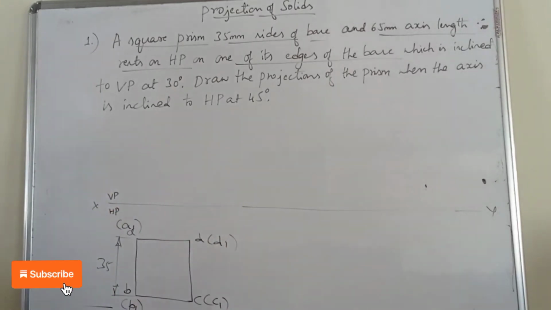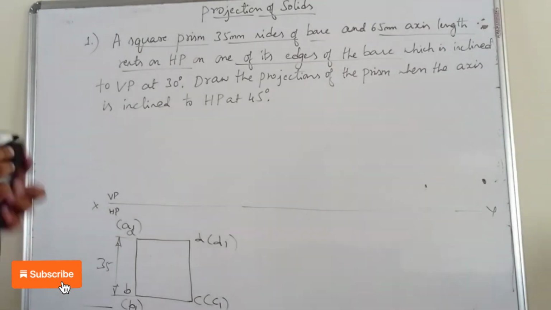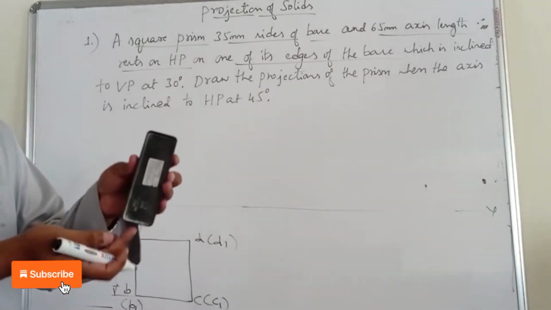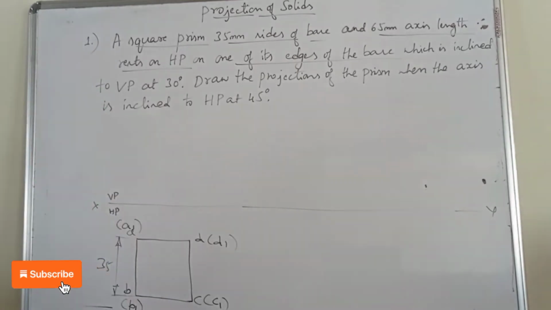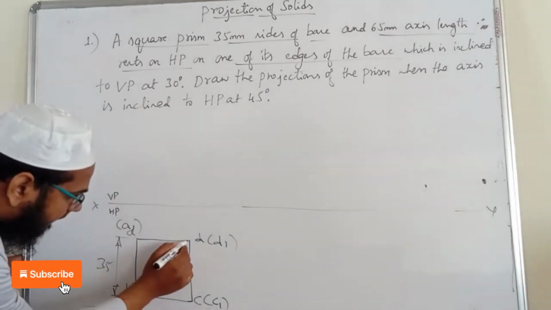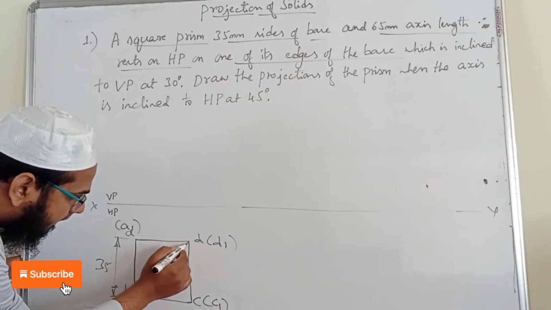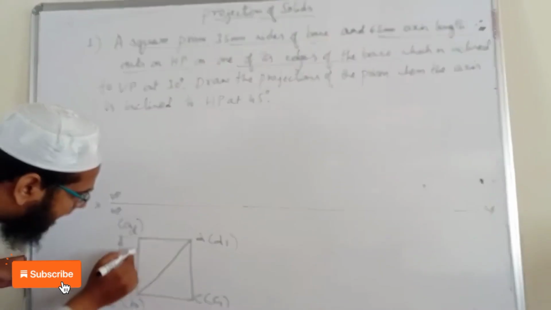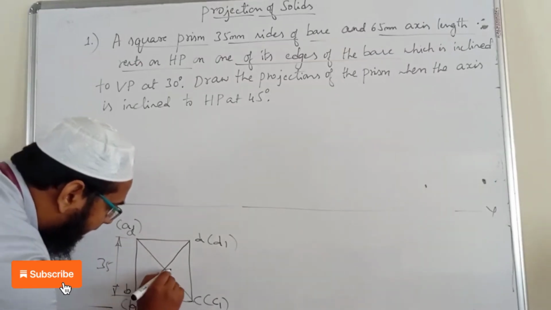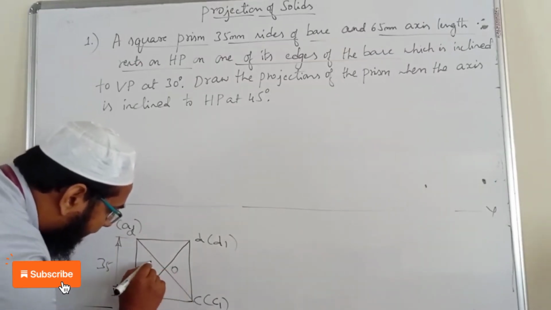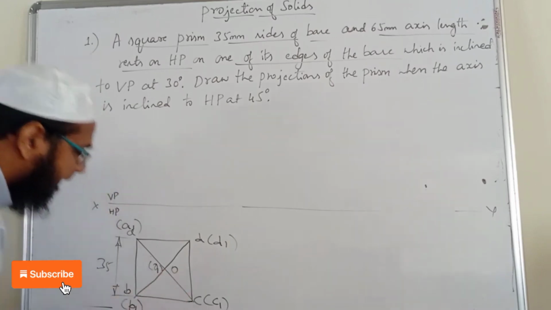Now this is the top view, and there will be an axis here, connecting the top face center and the bottom face center. We need to find out the axis center. So how to find the axis? We will draw the diagonals here, which will be thin lines. Here is exactly the top face center O and the bottom face center O1, which is in bracket.